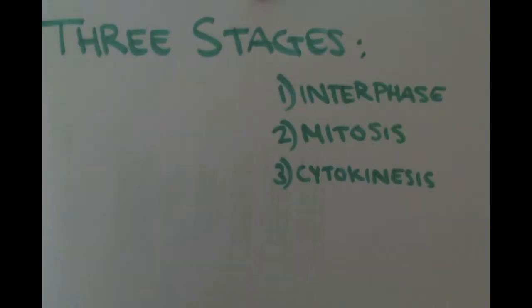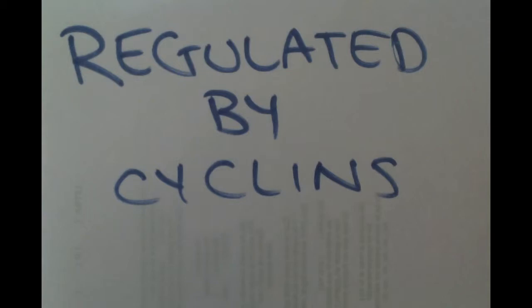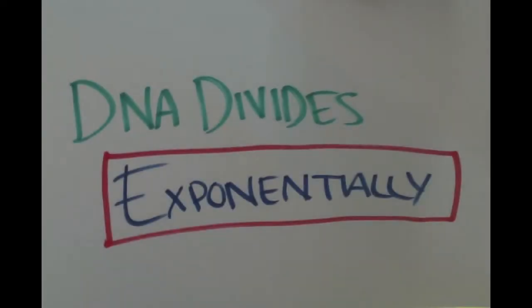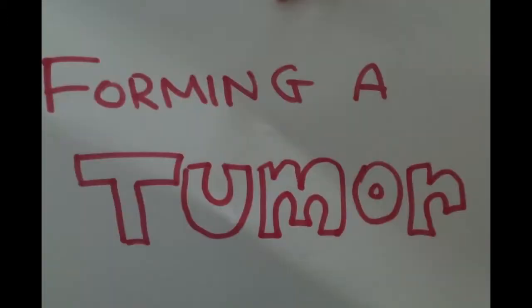Cells reproduce asexually through a series of processes. The first one is called interphase, then mitosis, and finally cytokinesis. The cell division is regulated by cyclins. However, sometimes the DNA in a cell is defective, and it starts to divide exponentially and starts to form a tumor. This is the start of cancer.